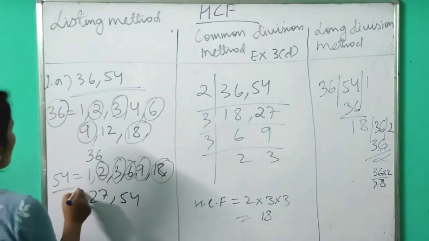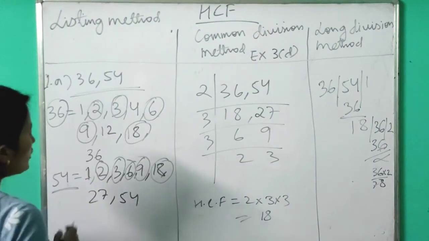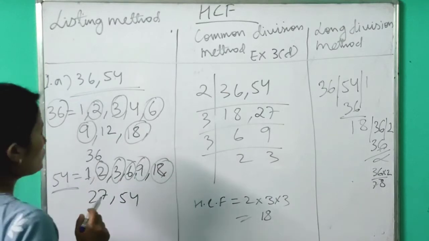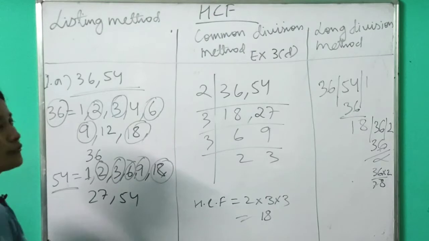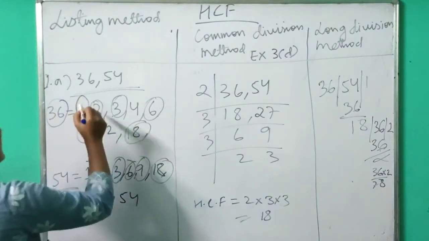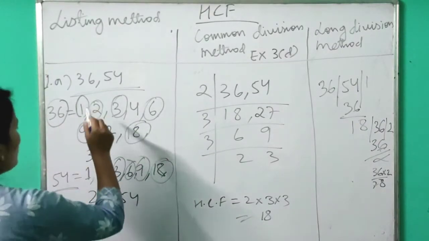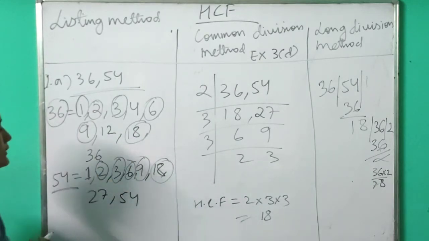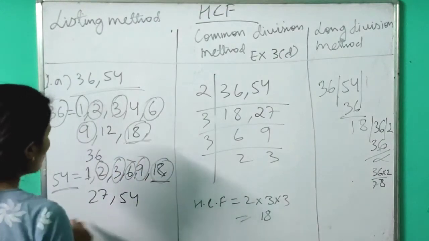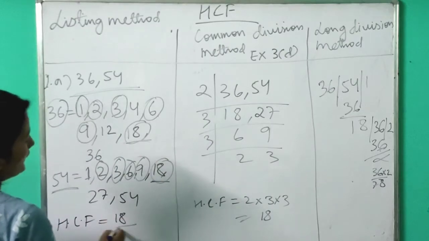Similarly for 54, let us write the factors of 54 here. So here it's given 1, 2, 3, 6, 9, 18, 27 and 54. All these are the factors of 54. Now, what are the common factors between 36 and 54? That is 1, 2, 3, 6, 9 and 18. Among these common factors, 18 is the highest. So the HCF of 36 and 54 would be 18.